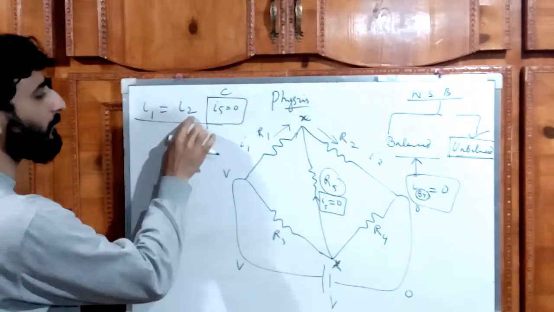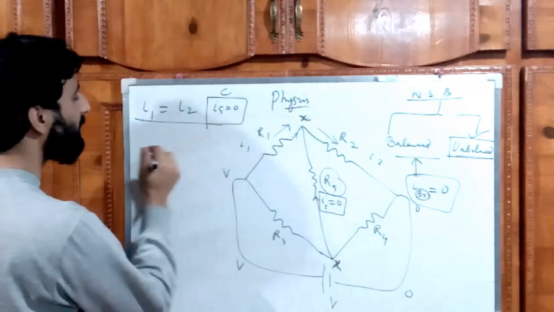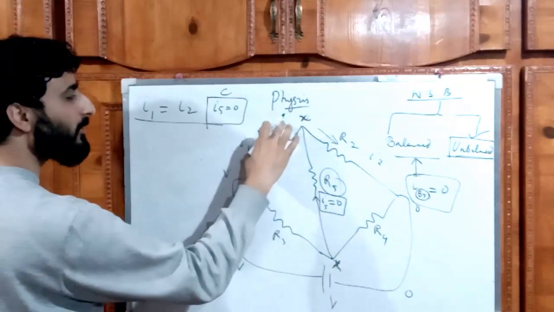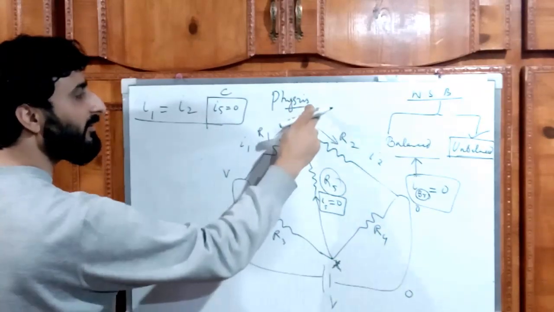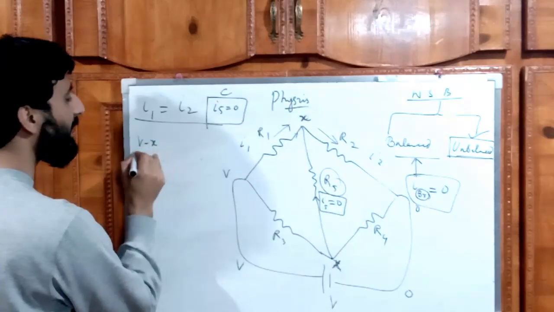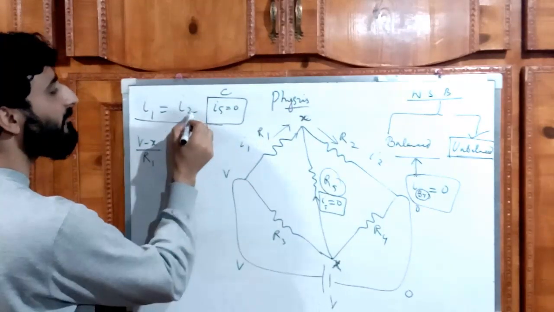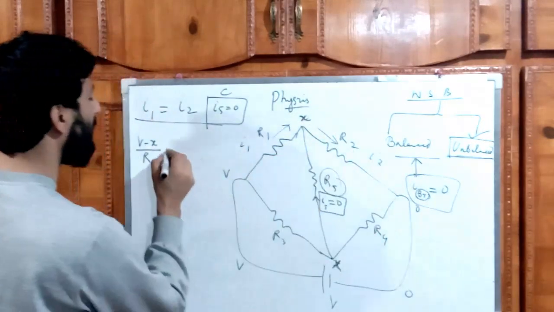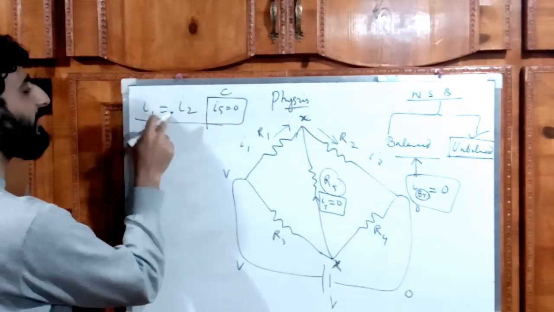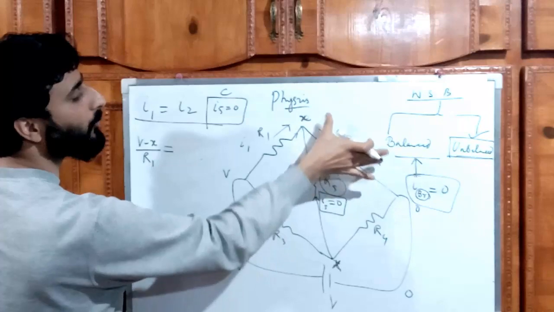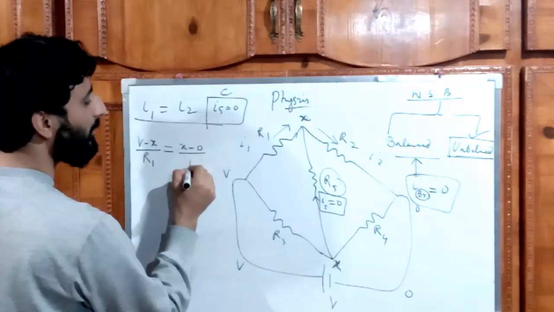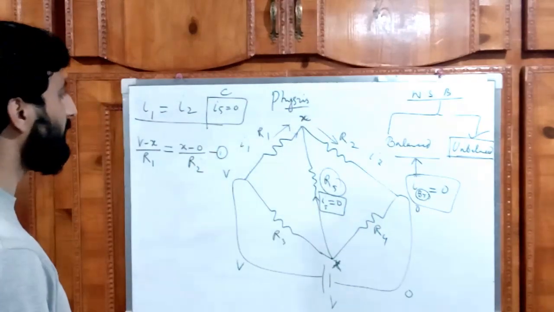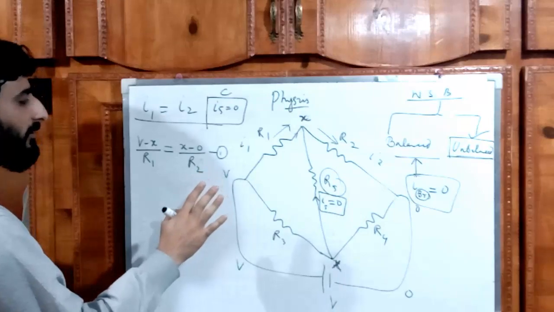Now if I1 equals I2, I can write this I1, this current flowing, equal to potential difference divided by resistance. Simple Ohm's law. So what is the potential difference across R1? Higher potential is V, lower potential is X. So I can write (V minus X) by R1. And what is the value of I2? It is (X minus 0) divided by R2. So (V minus X) by R1, that's I1, equals I2, which is (X minus 0) by R2. We can call this equation number 1. There is no rocket science in this, a very easy equation.